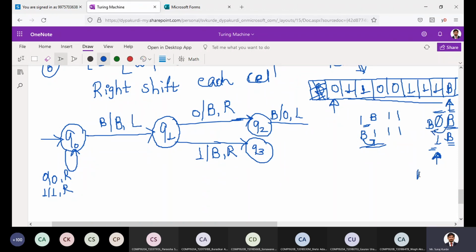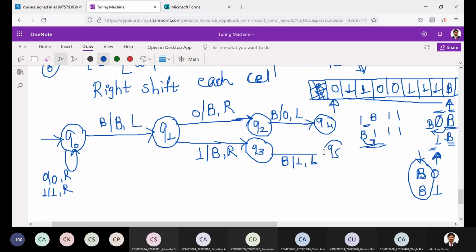So what will it become? B0 or it may become B1. On the left, it will read blank. Okay, first replace B with 1, go to the left. So here it is. Now the head is on this cell. Then Q4 and Q5.